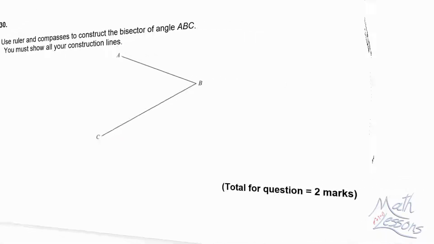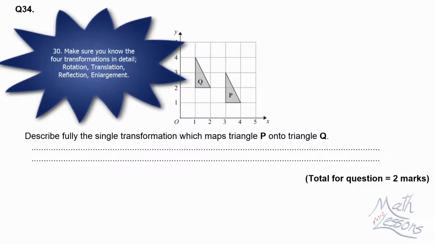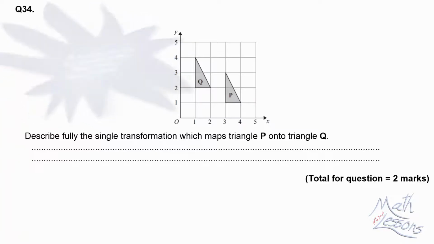I will try and upload a video onto my channel later on which actually shows you how to do all those basic constructions. Transformations will feature prominently: rotations, enlargements, translations and reflections. You need to know all those four. You need to know all the parts of the description. For example, for rotation you need to know the center, the angle and the direction that you're going to rotate, and need to obviously state the type of transformation it is.